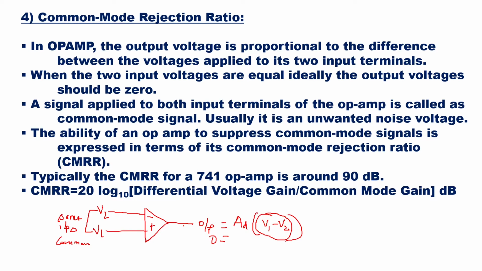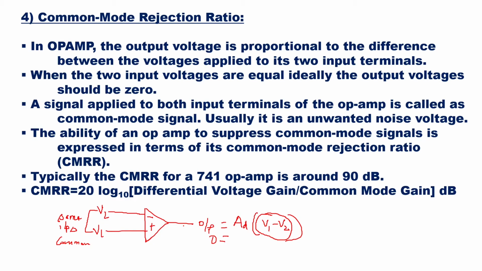Here, if you look at the definition in the note: in an op-amp the output voltage is proportional to the difference between the voltages applied to its two inputs. This is the basic definition of an op-amp. When the two input voltages are equal, ideally the output voltage should be 0. A signal applied to both the input terminals of an op-amp is called a common mode signal. If the same signal is applied to both terminals of the op-amp, it is called a common mode signal. Usually it is an unwanted noise voltage.